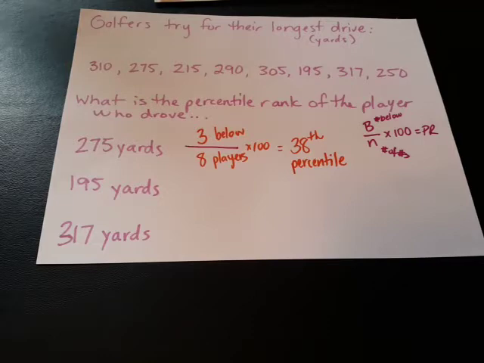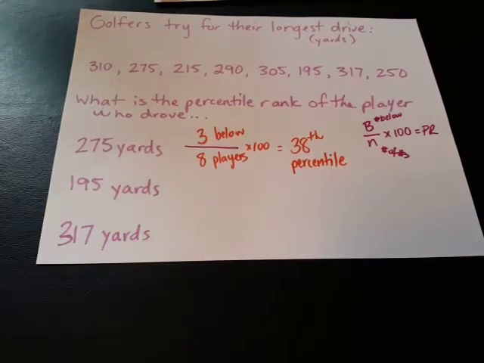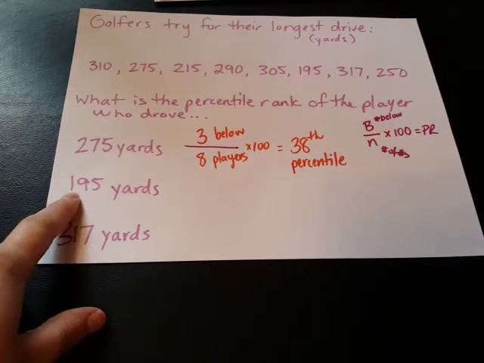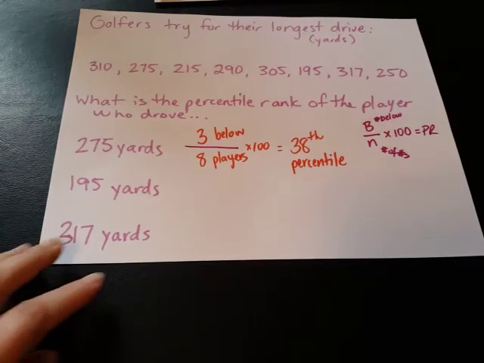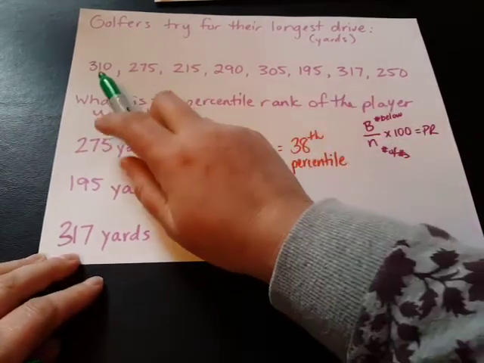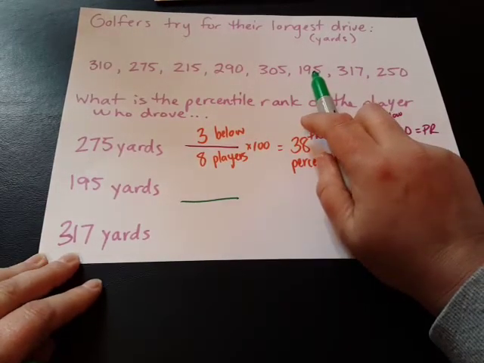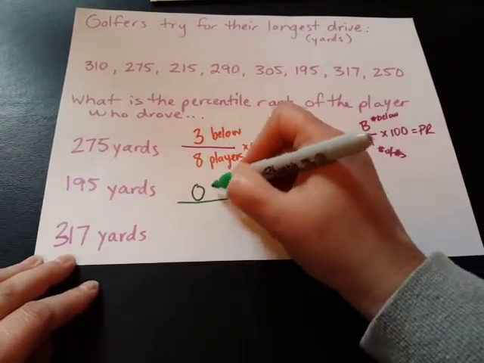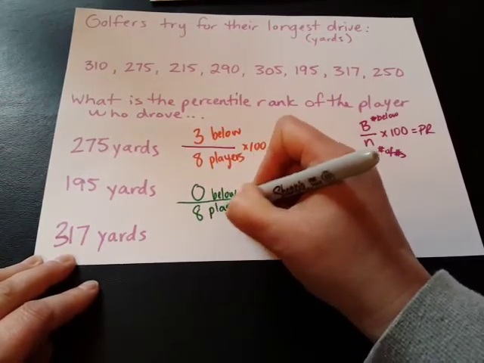So a common mistake would be 275 and then people just say 1 because 1 is to the left. But it's not about left or right. You actually have to ask, is this number higher or lower? So let's go to the player with a 195-yard drive. How many players are below that? And if we look, nobody. This is the player. There's nobody below, so there's 0 below out of the 8 players.